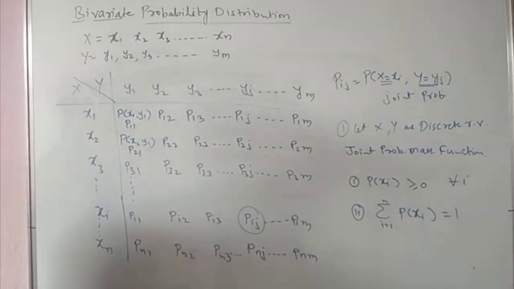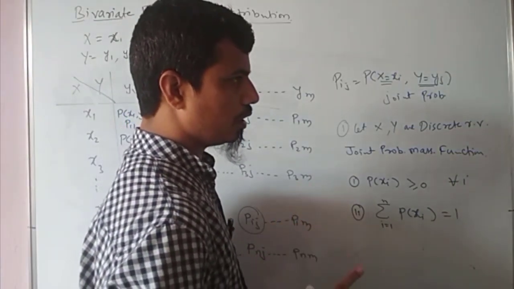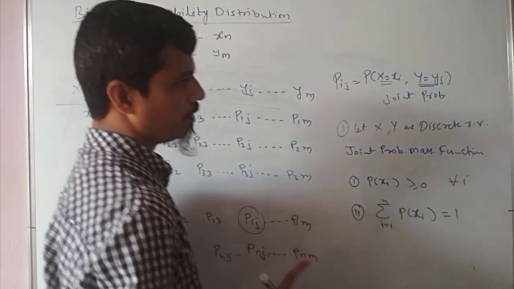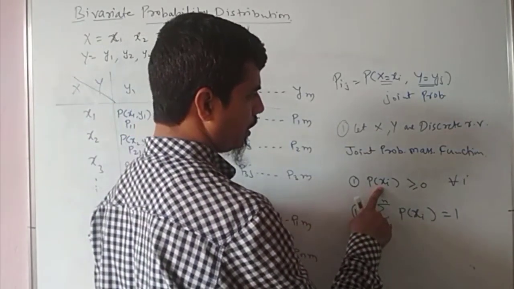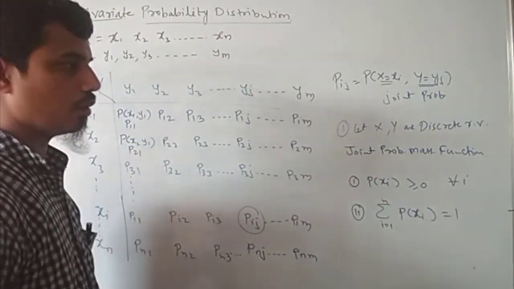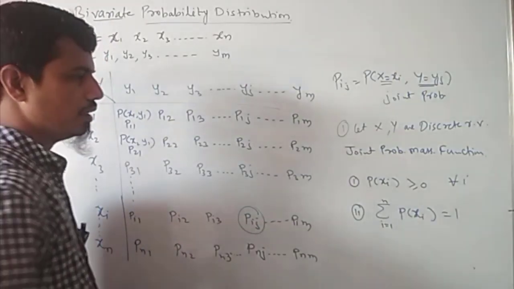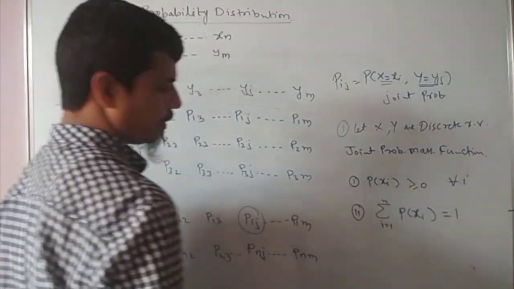So that is the single case, when we have only one random variable, which assumes the value xi. But in case of joint probability, we have two variables, capital X and capital Y. That's why you have to add another variable here.